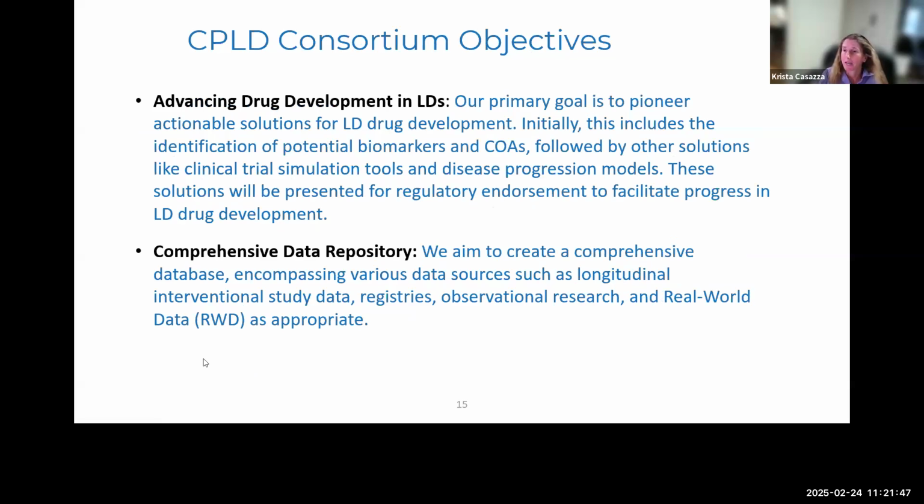So within that, we at CPLD and the other consortia at CPATH have a data analytics platform, the Rare Disease Cures Accelerator Data Analytics platform, and that is going to allow us, specifically at CPATH, to create this comprehensive database. This includes longitudinal, interventional data, registries, and observational real-world data.